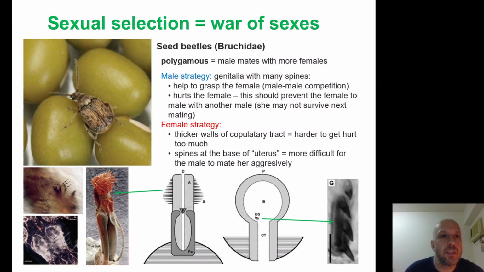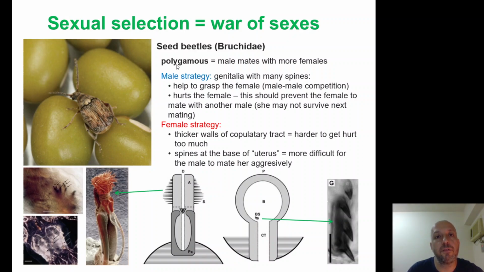So, for example, one of the model groups for studying sexual conflict is the seed beetles. These are the beetles which you normally find infesting your beans, right? If you find some beetle infesting your bean bag which you bring from the market, then it probably will be this beetle. Its larva develops inside the bean seeds. And some of these beetles are polygamous. So they actually have a different strategy.